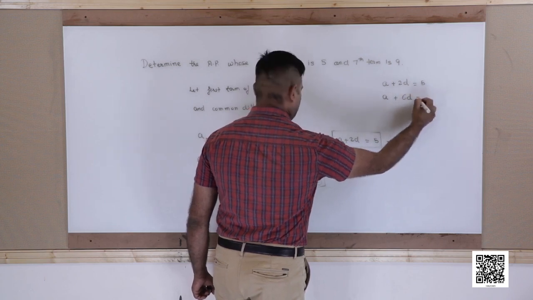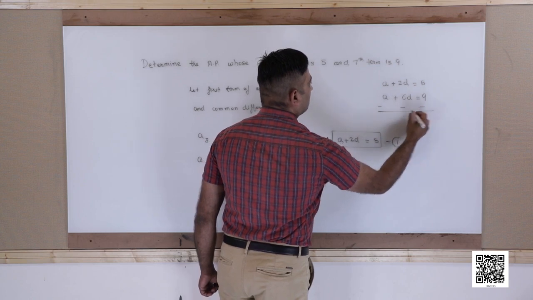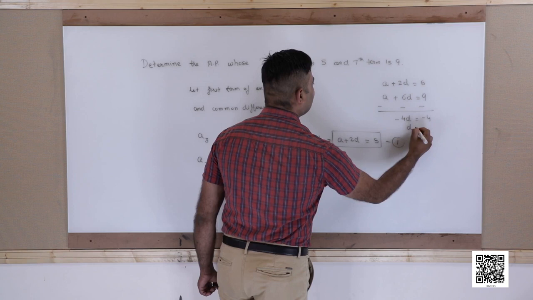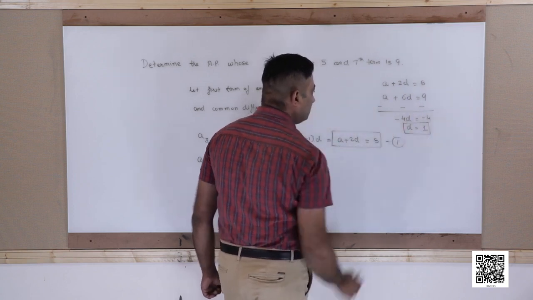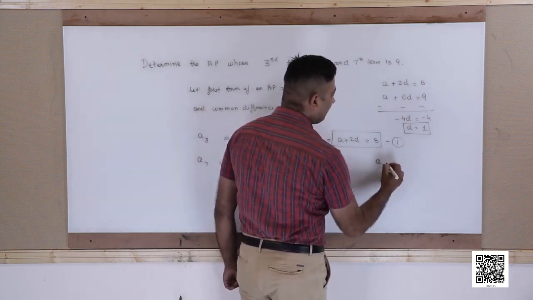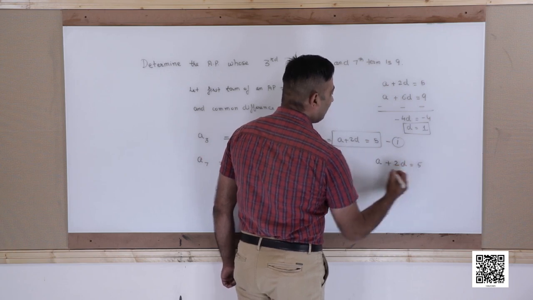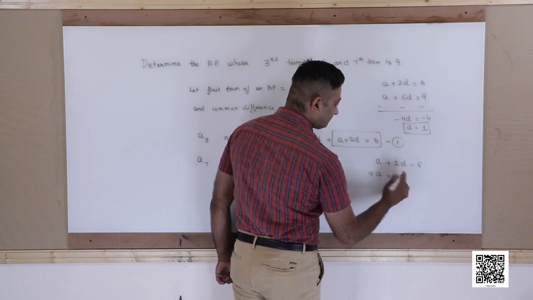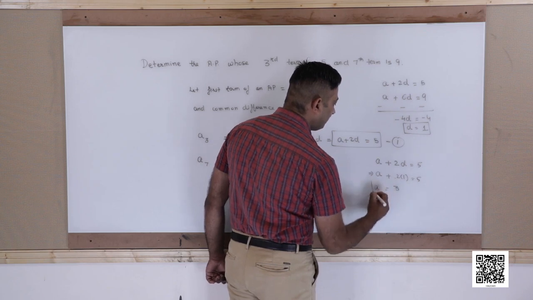Now a plus 6d is 9. Let us subtract these two equations. So we will get minus 4d is equal to minus 4, that is d is equal to 1. Now let us substitute this value of d in any of the above equations to find the value of a. That is a plus 2d is equal to 5. This implies a plus 2 into 1 is equal to 5. That means a is equal to 3.